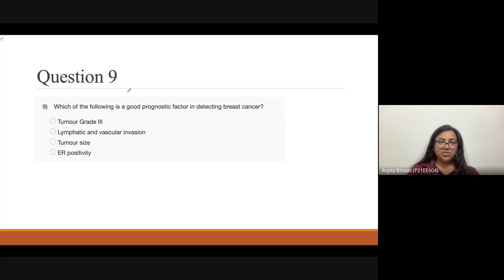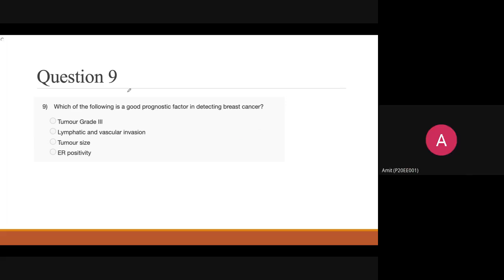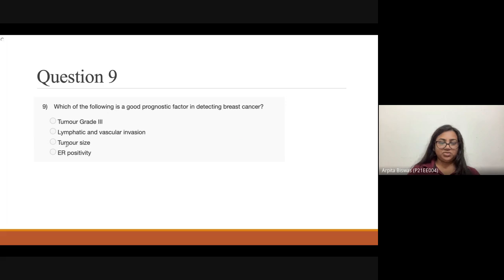Which of the following is a good prognostic factor in detecting the breast cancer? Third one, tumor size. No, no. Actually, it is not about the tumor size. The right option is option D, the ER positivity. Okay.